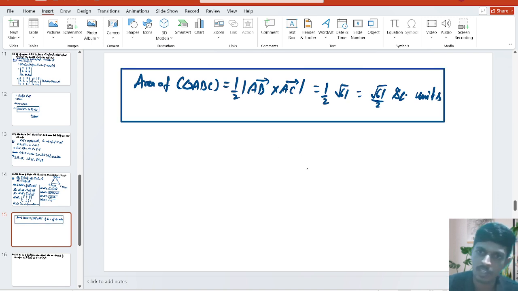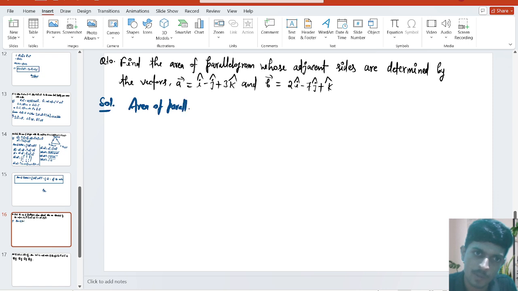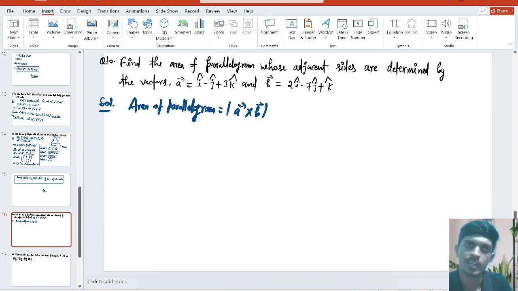Okay, I hope it is clear too. This is our answer. So coming to the next question. Find the area of parallelogram whose adjacent sides are determined by the vector. So you know that the solution is: area of parallelogram is equal to modulus of vector A cross B, whose adjacent sides are vector A and vector B.